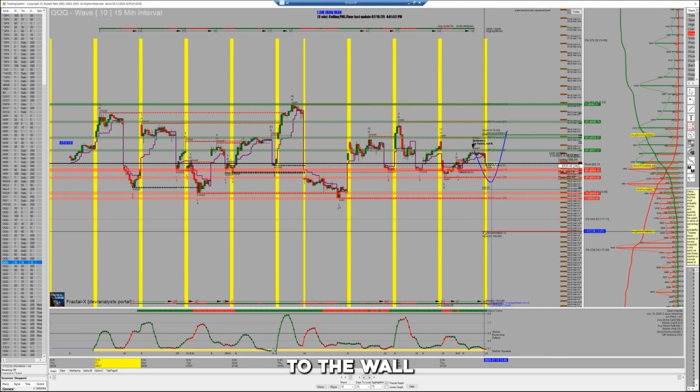Now this is similar to the average strike put, but the market makers do not want to break this.